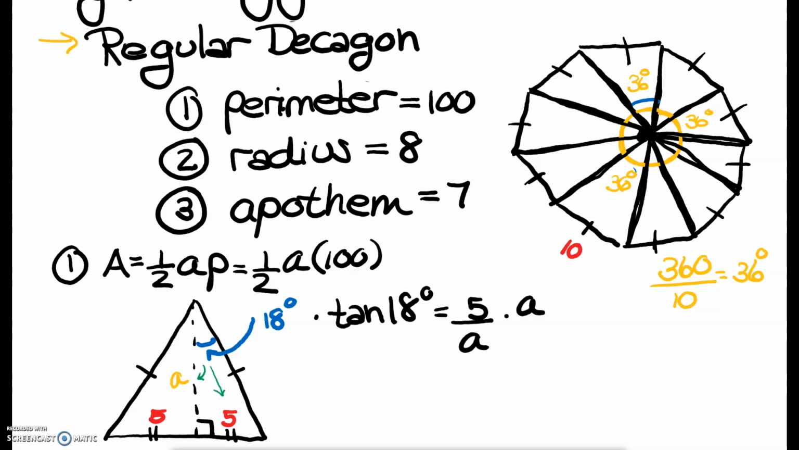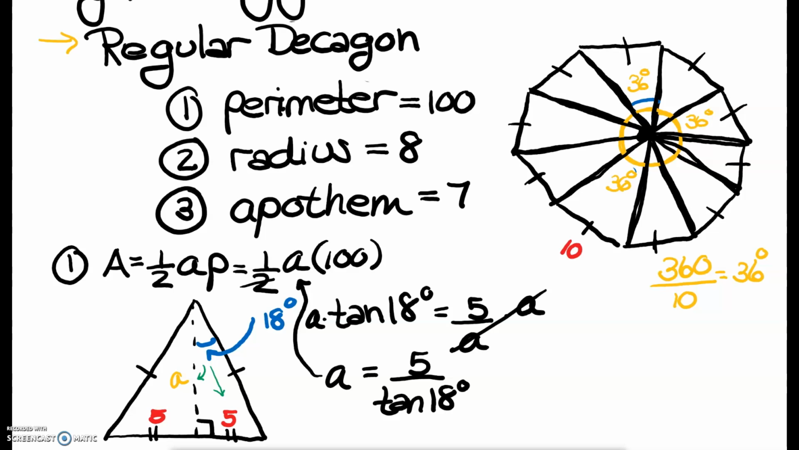So the tangent of 18 degrees equals the opposite, which is 5, over the adjacent, a. So when I multiply both sides by a, these a's reduce, and then I'm going to divide both sides by the tangent of 18 degrees. So I get 5 over the tangent of 18 degrees. That's my apothem.